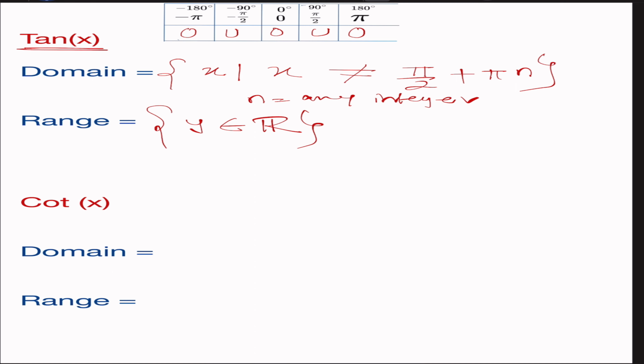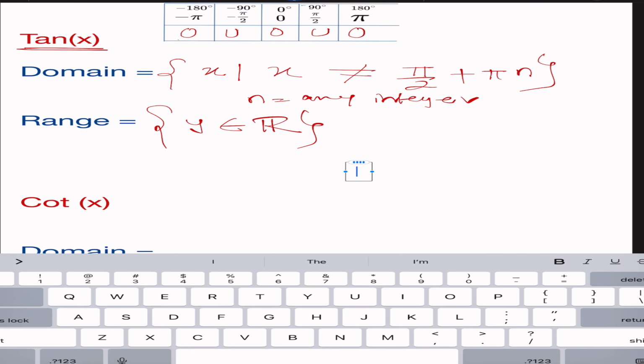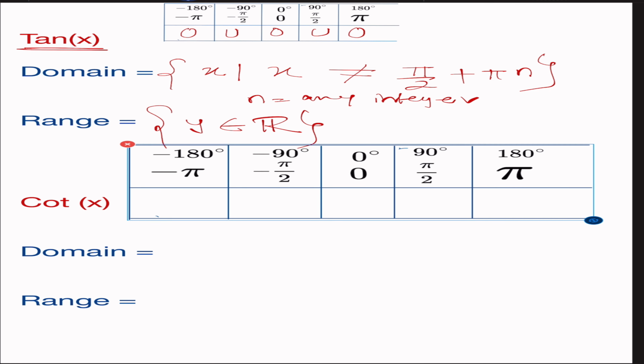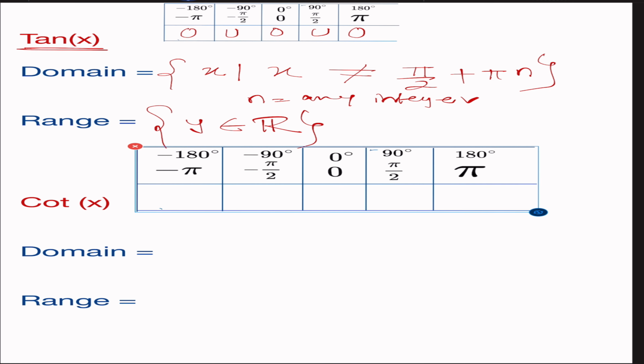For cotangent x, you see the cotangent x will be the same. However, let's just draw it, that will make much more sense to you guys. Here, look here. Cotangent is undefined at pi. Here is going to be 0. Here is going to be undefined. Here is going to be 0. Here is going to be undefined.